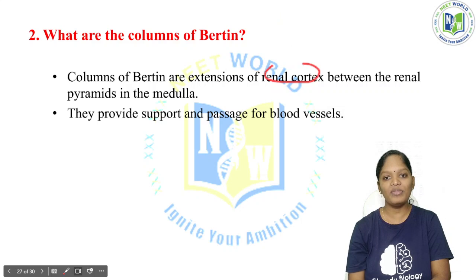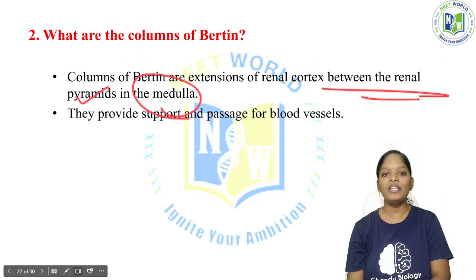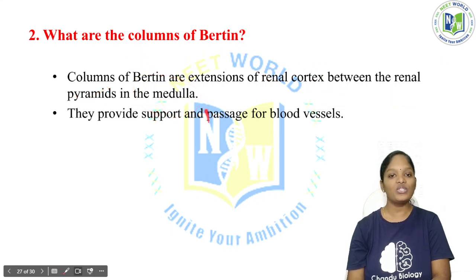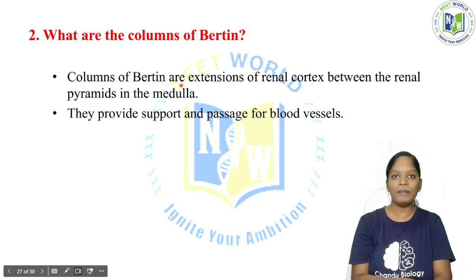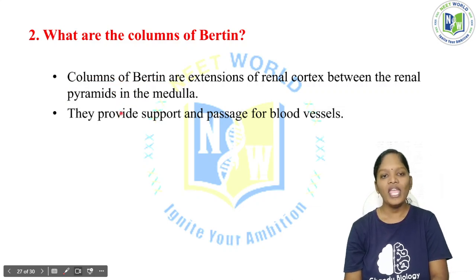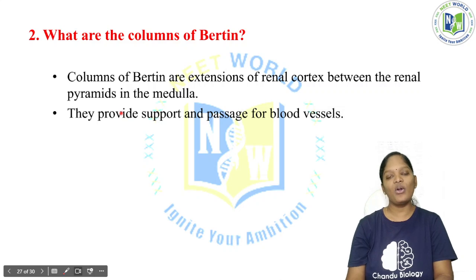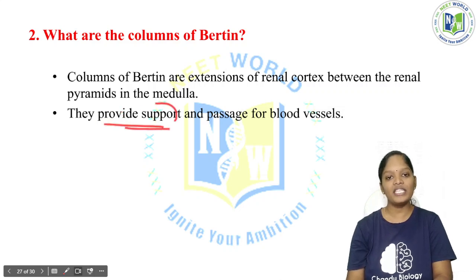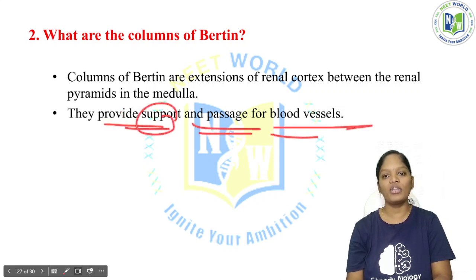The extension from the renal cortex is called the columns of Bertin, and it lies between the renal pyramids in the medullary region. The inner region is called the medulla. In the inner region we have pyramids, and these columns of Bertin are present between the pyramids in the medulla. This is a very important structure. What is the function of the columns of Bertin? They provide support as well as a passage for the blood vessels.